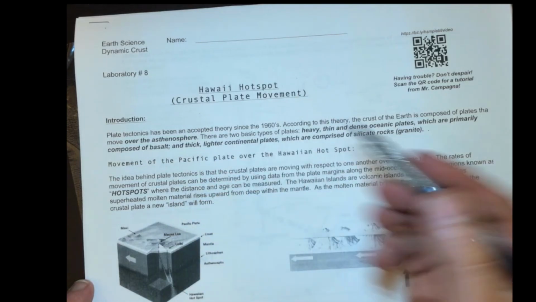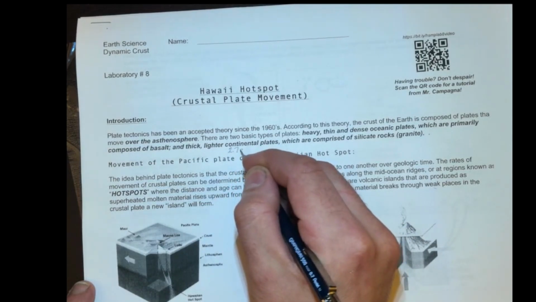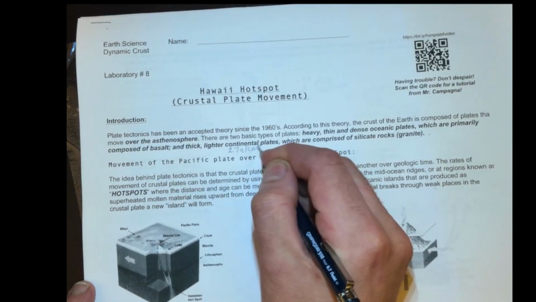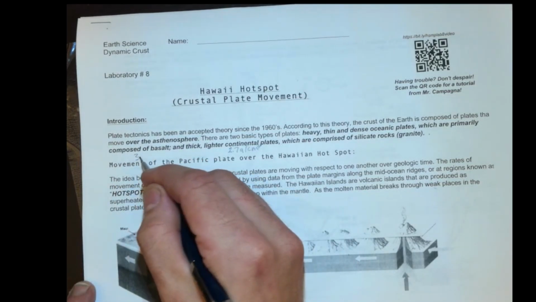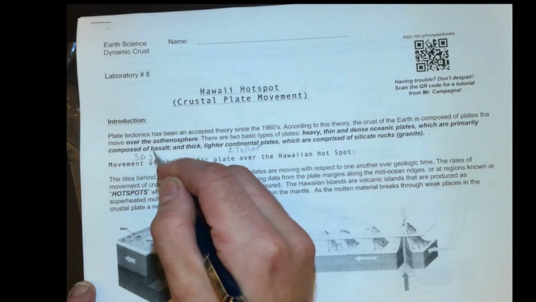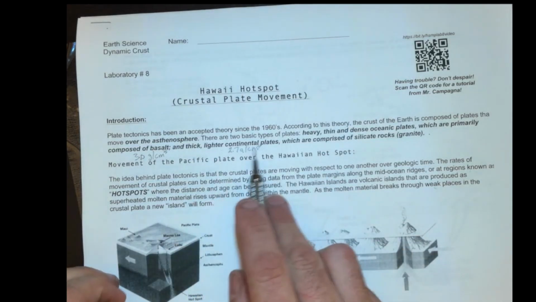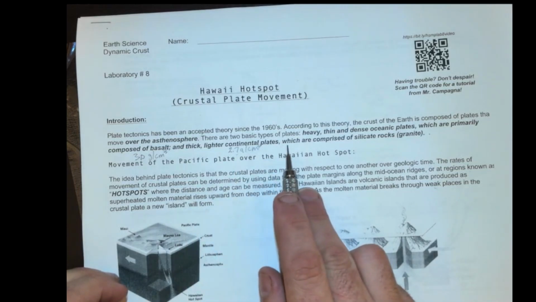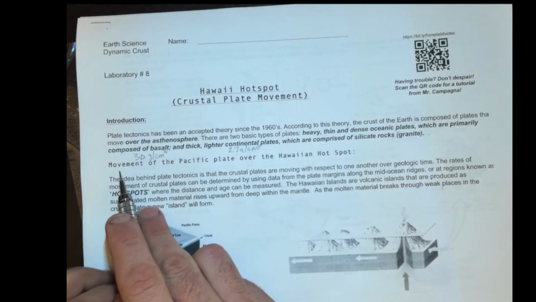I don't like that word lighter. It really should be lower density, and the density would be 2.7 g/cm3. Whereas the oceanic basalt crust is, again, about 3.0 g/cm3. Do you need to memorize this? Absolutely not. You're going to find that on the Earth Science Reference Table, page 10, top right. And here it says that the lighter continental plates, the less dense ones, are composed of silicate rocks, including granite.